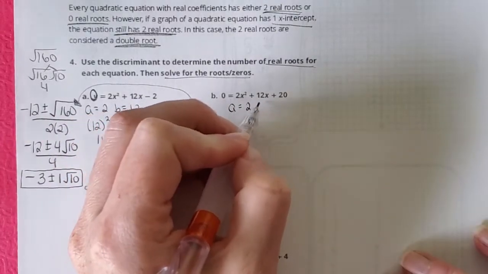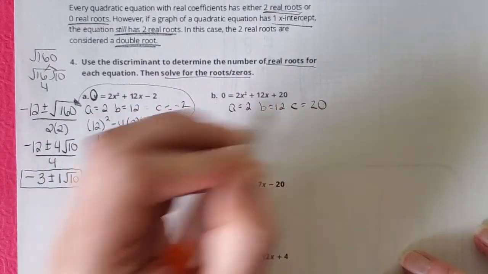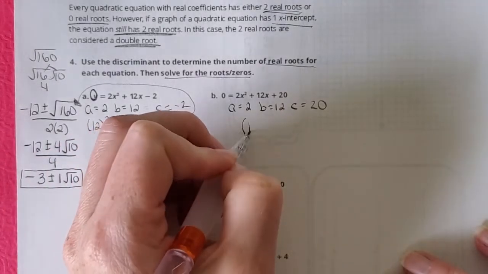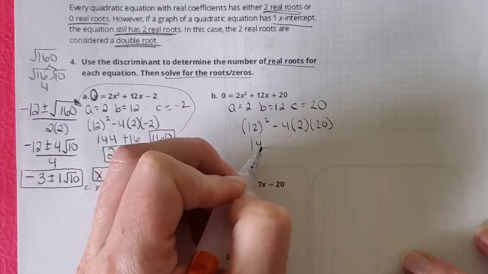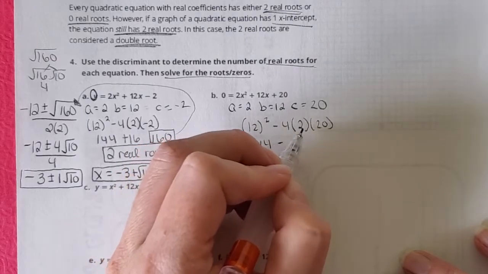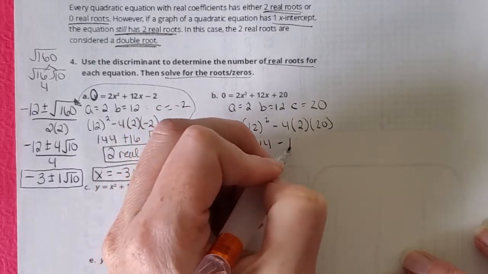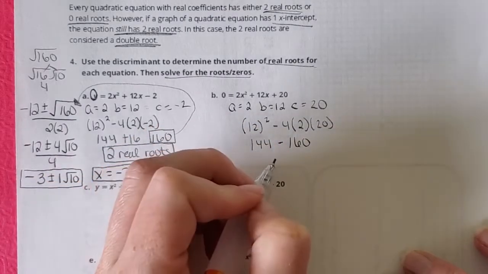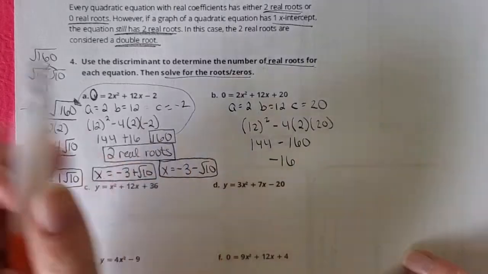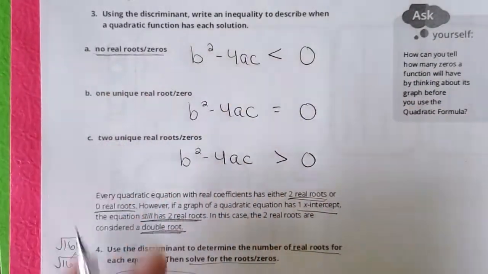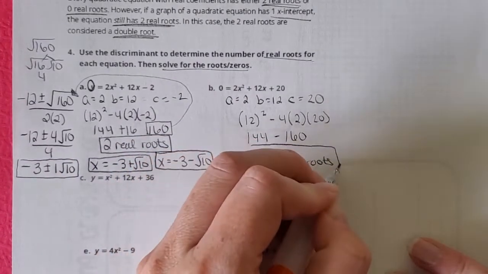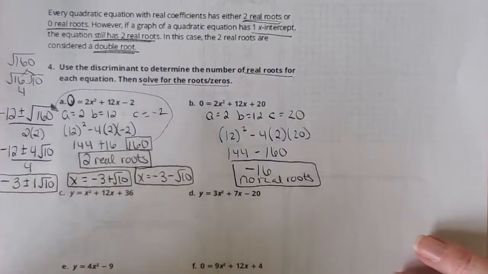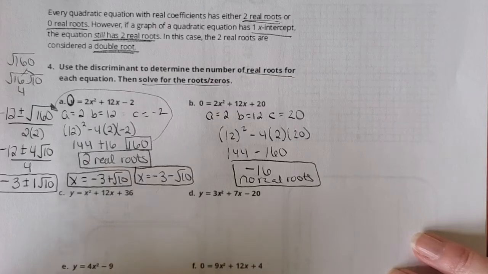A is 2, B is 12, and C is 20. We start with b squared, so 12 squared minus 4 times A times C. That's 144, and then negative 4 times 2 is negative 8, times 20 is negative 160. If I subtract, I get negative 16. Negative 16 is less than 0, so there are no real roots. So we're going to write no real roots. This is the first part of the problem: find the discriminant, say what the roots are, and then write the final answers. If there are no real roots, the final answer is no real roots.